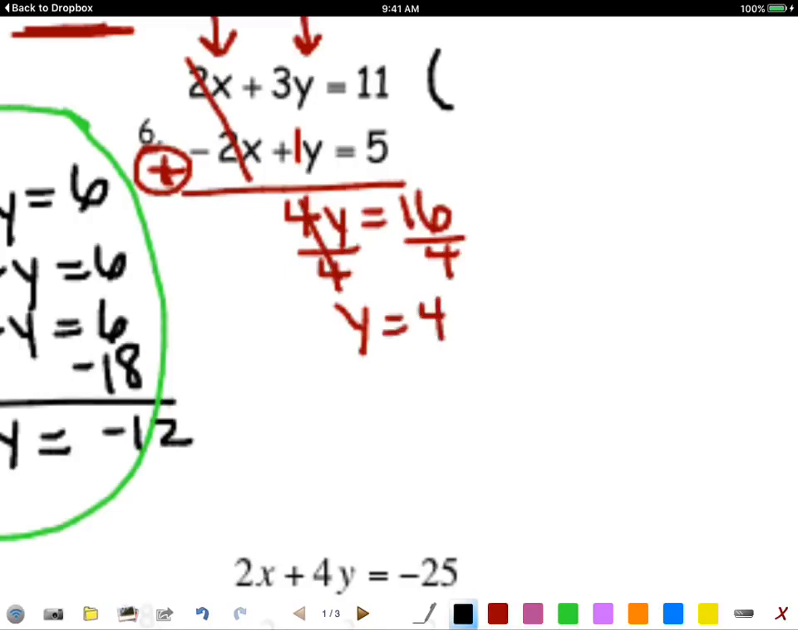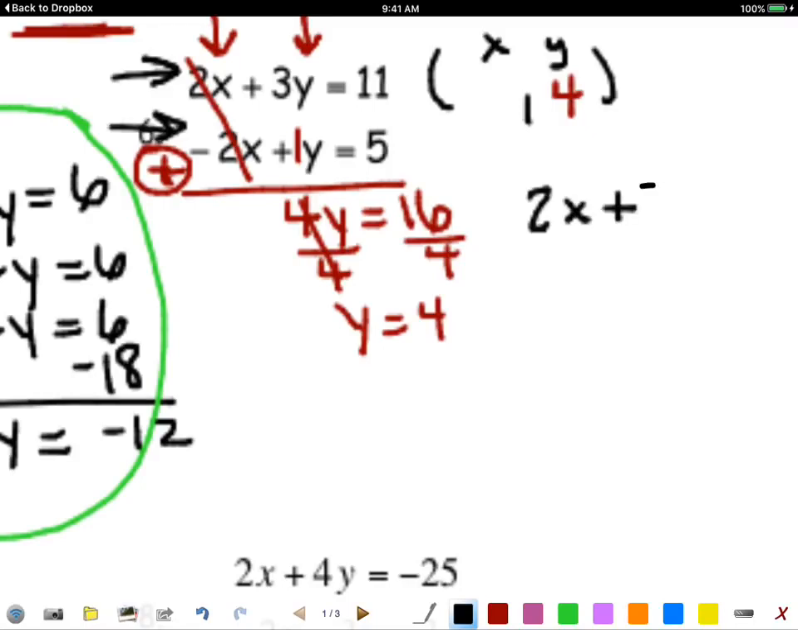So we set up our parentheses for our ordered pair. Remember, we have our x and our y. And the 4, if y is 4, that has to go right here. After you do that, then you get to pick which equation you want. You can pick the top one or the bottom. It doesn't matter. I'm going to pick the top one this time.